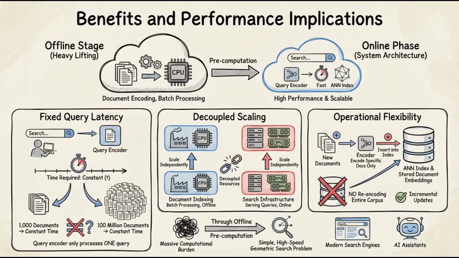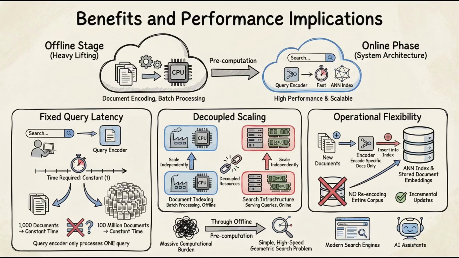When we shift to offline pre-computation, we fundamentally change the nature of our system. We move away from heavy real-time processing and turn our search architecture from a compute-bound task into one that is bound by memory or input-output speed. This is a game changer for scalability because these constraints are much easier to manage.